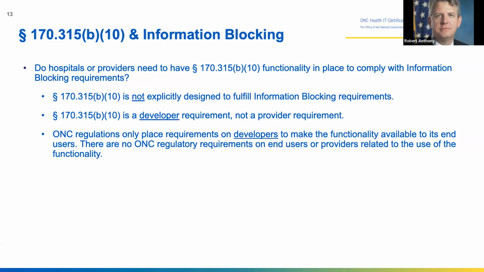I will say, however, that the definition of electronic health information is much broader than what is within, say, the USCDI, the US Core Data for Interoperability. If you have additional data, then the G10 bulk FHIR export or G10 API functionality would not be able to be solely used in order to meet that.